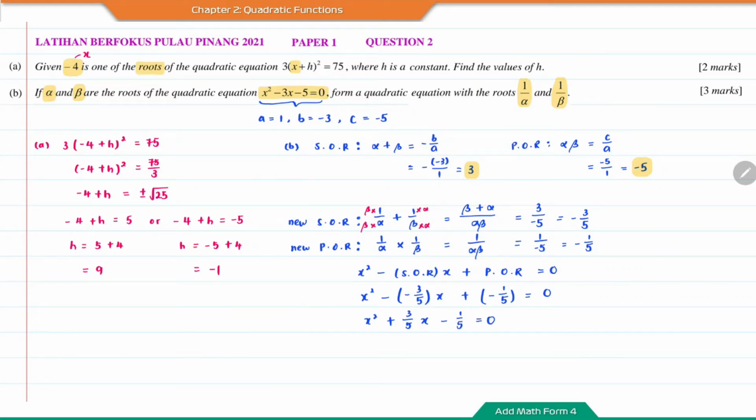So here we have the fractions of 3 over 5 and 1 over 5. And to get rid of them, we're going to multiply each of the terms with the value of the denominator, which is 5. So the number 5 here will be cancelled as well for this value of c here. Therefore, you're going to have the equation 5x squared plus 3x minus 1 equal to 0. So that will be the quadratic equation form.